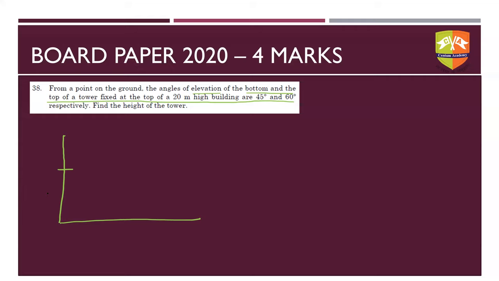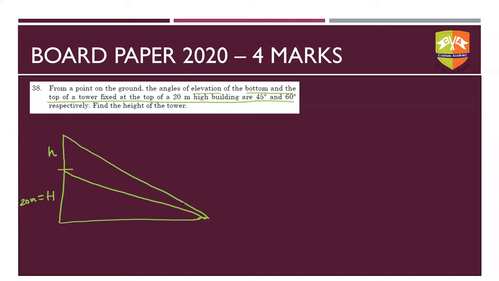So this is my building, capital H. This is my small h of the tower. And here are two points on the ground. Many times, they can give you points on the opposite side and all that. So only the diagram will differ. Otherwise, not much of a problem would be there. In this case, both are on the same side, right? So the angles of elevation of the bottom and the top of the tower fixed at the top of a 20 meter high building. So this is given already, 20 meters.